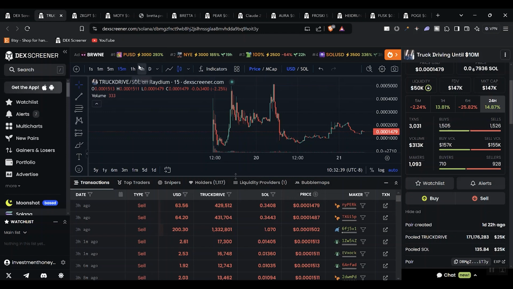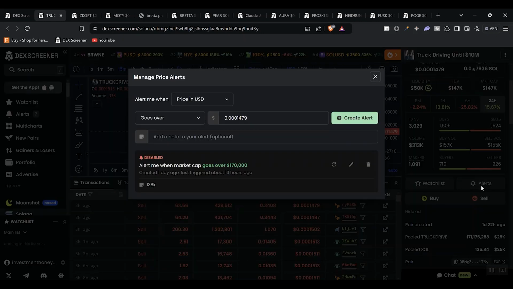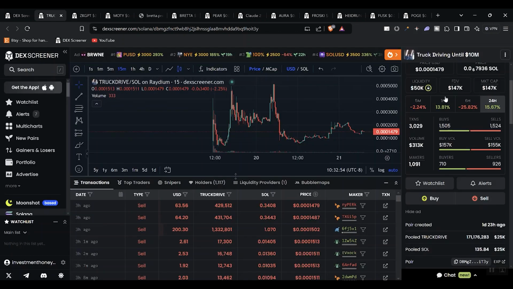This is one we looked at a couple of days ago: Truck Drive. If we look at the alerts here, we have this set at 138K, and it was disabled because it was triggered. It went over 170K. We're now sitting at 147K on the market cap. So let's see what's going on here in terms of the chart.